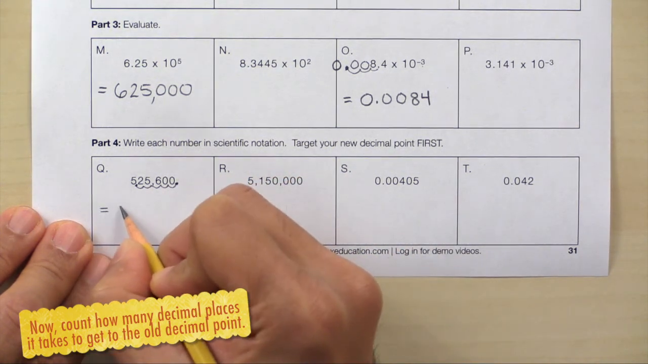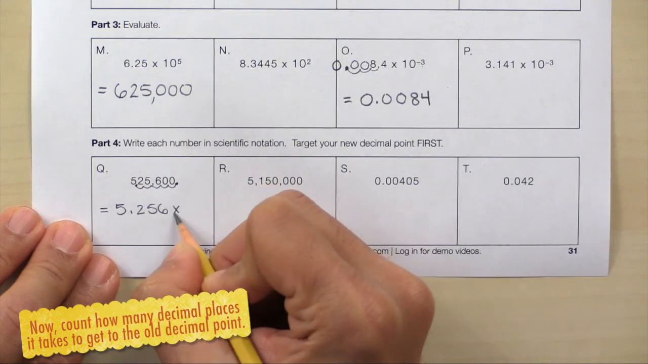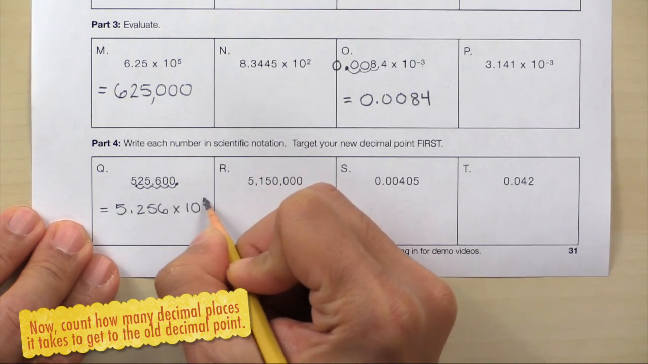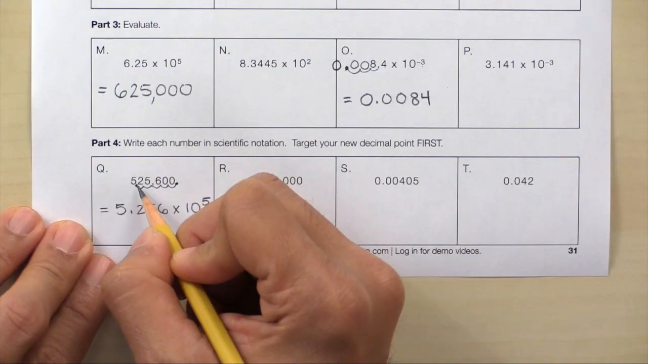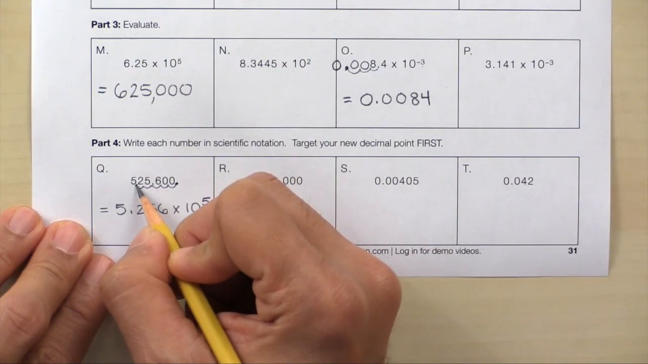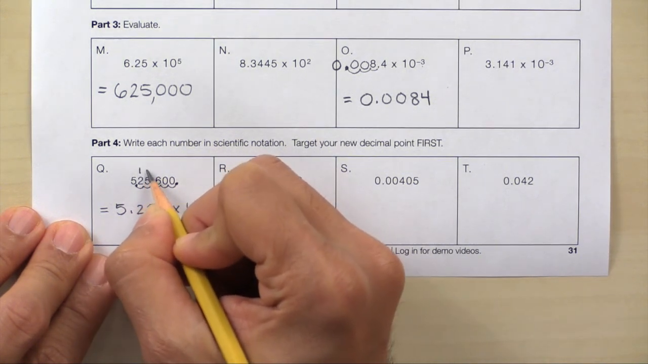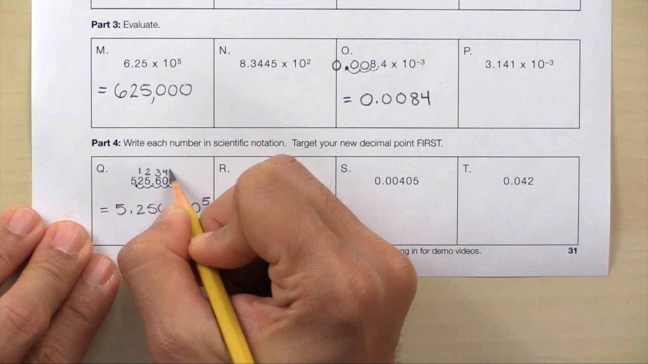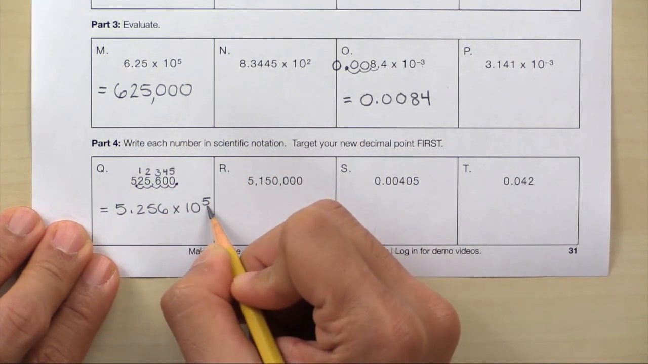So our final answer will be 5.256 times 10 to the 5th power. Let's double check our answer. Count the number of digits between the new decimal point and the old decimal point. And we have 1, 2, 3, 4, 5 digits there, which matches our exponent.